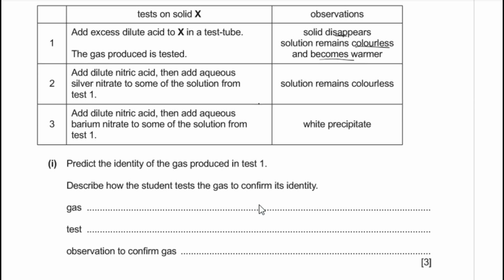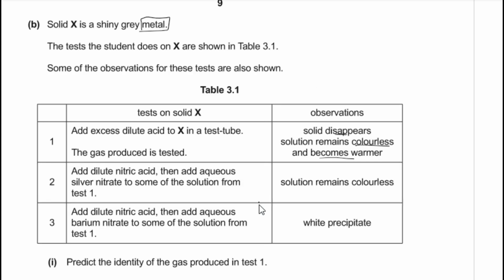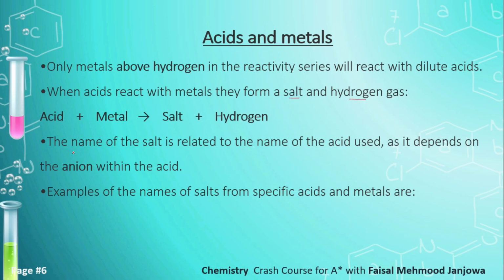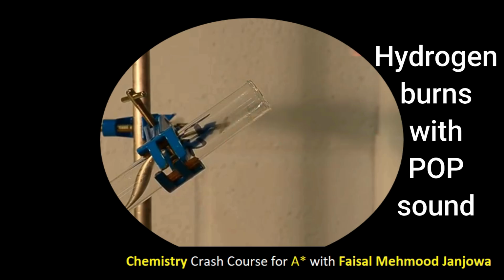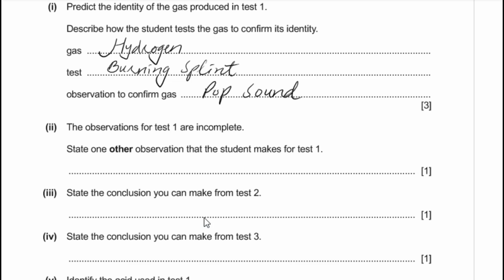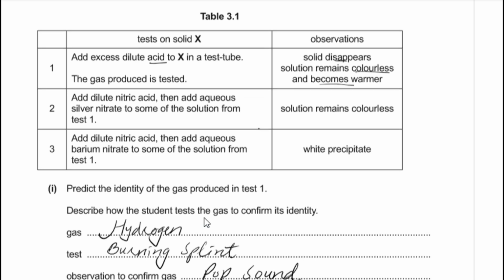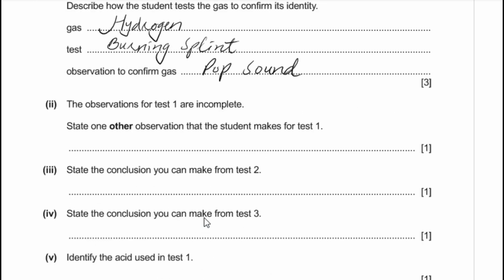Predict the identity of the gas produced in test 1. As it was a metal tested with an acid, I hope you remember that whenever a metal is reacted with acid, it forms a salt and hydrogen gas is given off. So basically the gas is hydrogen that can be tested by a lighted splint. When hydrogen is tested with a burning splint, it burns with a pop sound. The observations for test 1 are incomplete. State one other observation that the student makes for test 1. As the gas is given off, there must be bubbles or effervescence observed.